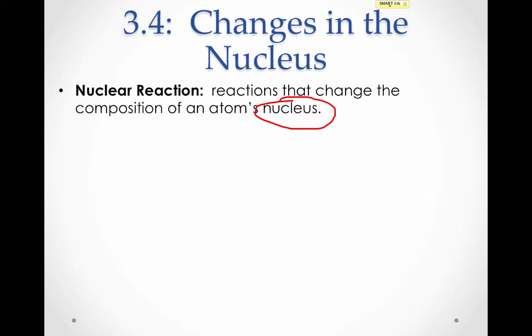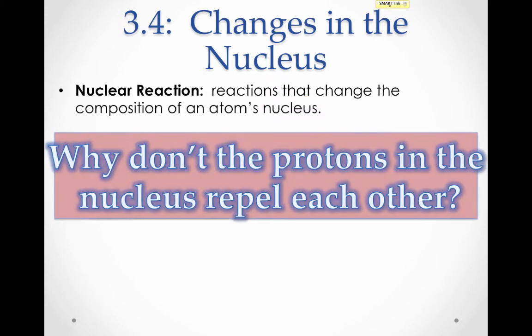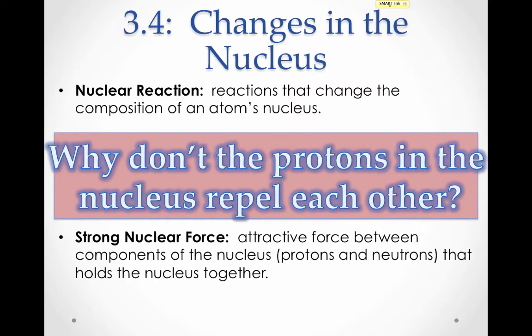So you might have at this point asked yourself, why don't the protons in the nucleus repel each other? Recall that we have established that the nucleus is a very dense ball of packed protons very close together, which doesn't seem to make sense since we already know that protons are positively charged. It seems sensible that they should just repel each other. The answer is the strong nuclear force, which is the attractive force between protons and neutrons that holds the nucleus together. This force is strong enough to overcome the repulsion between protons. So even though the protons are repelling, the strong nuclear force is holding them together.